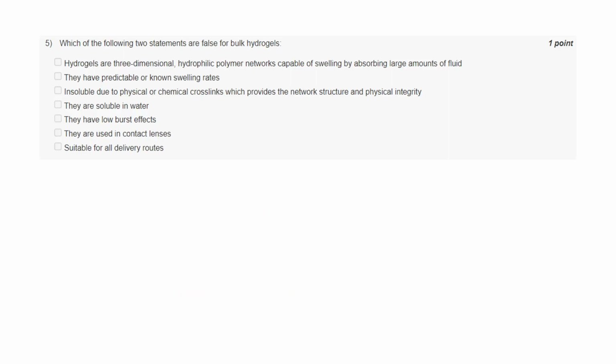Next question was, which of the following two statements are false for bulk hydrogels? The right answer was they are soluble in water and they are suitable for all delivery routes. Both of these are false because they are insoluble in water. That's why we use them for drug delivery. And they are not suitable for all delivery routes because as they change in dimension, we don't have control of how they are going to swell. As a result, if you accidentally inject it, it may cause problems with clogging of the capillaries.